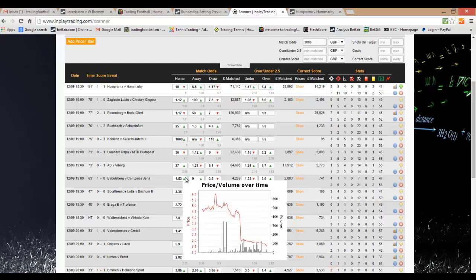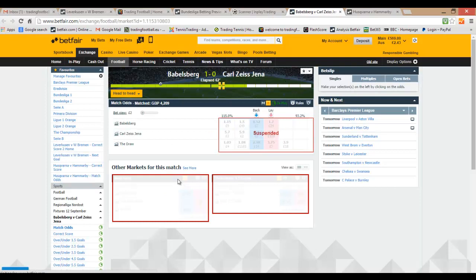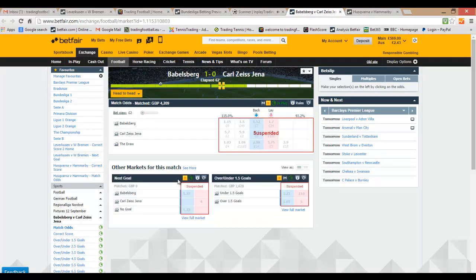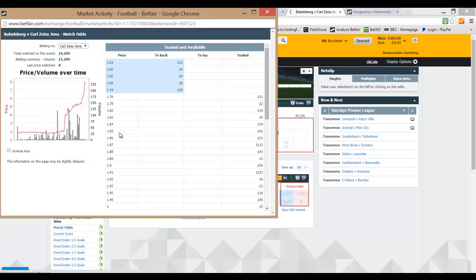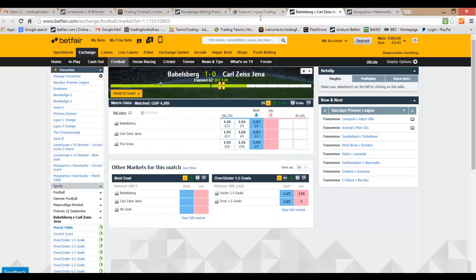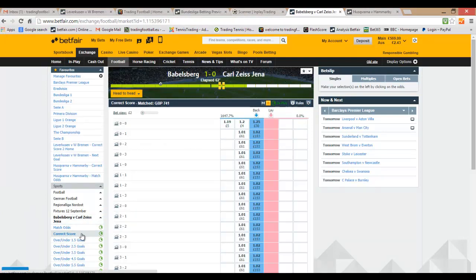And I based that on the statistics that the in-play scanner showed me, and I shall go into more detail about what those stats are and how the tool can show you how to use these very important statistics in play. Okay, that Hammarby game, we actually made a nice profit of about 30 or 41 pounds.